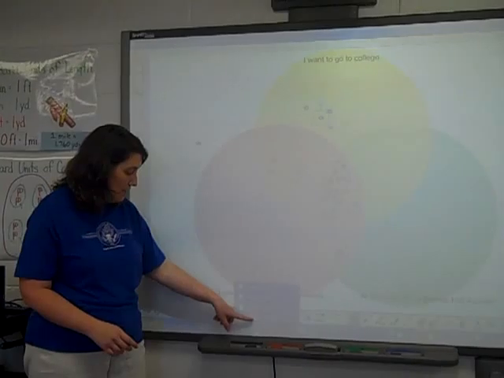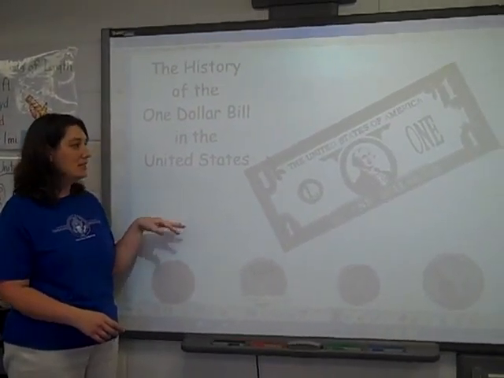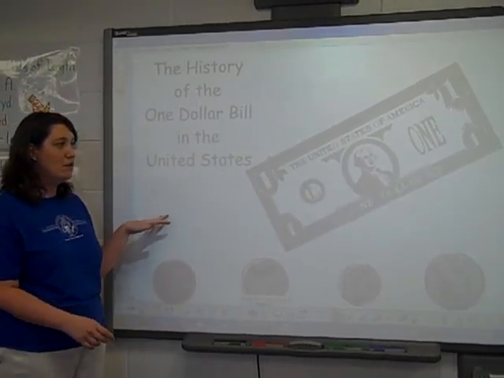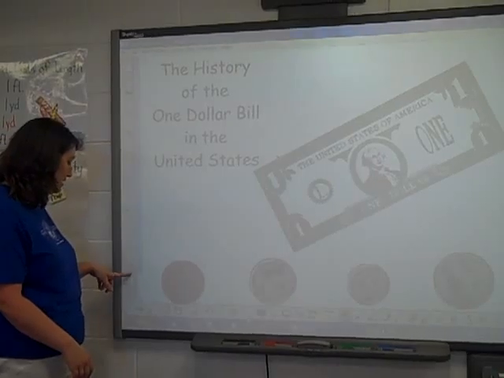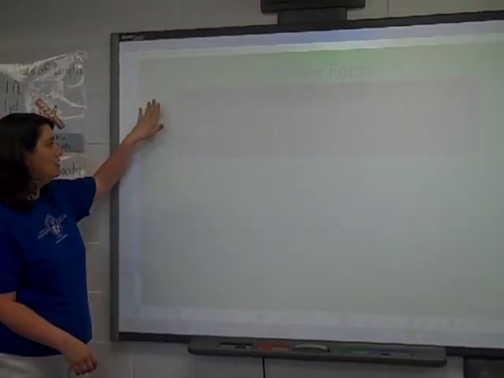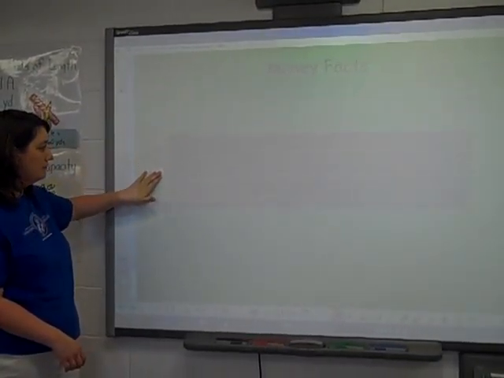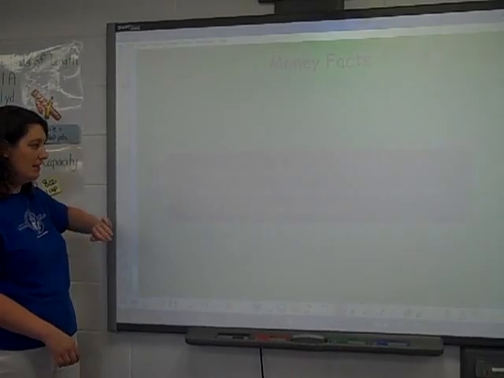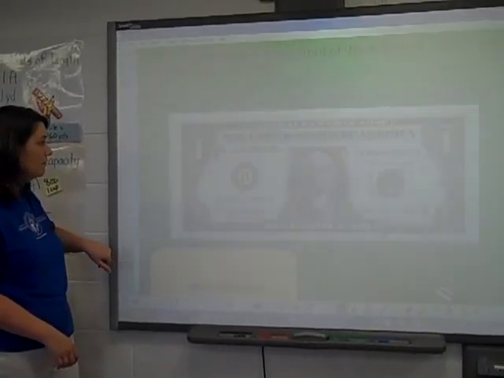I also use Smart Notebook for several lessons. This is a lesson I created on the history of the $1 bill. It's interactive, has a lot of stuff going on. The kids really like it, and it goes through the history. On this first slide, they can just drag down the dollar sign, and it gives them some money facts. So it just highlights as it goes down, and they can read about those facts.